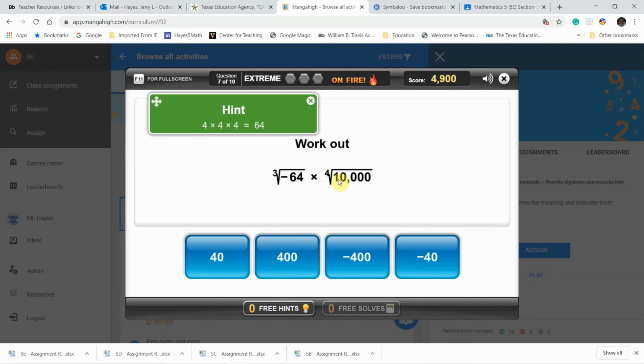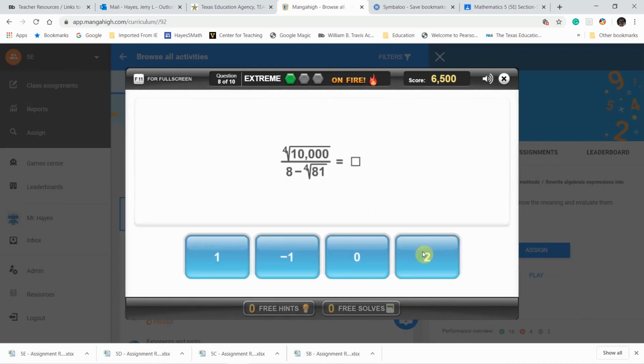4 times 10. 4 times 10 is 40. And that's a negative 40, right? Let's see if that's right. Wow, it is. Okay, and it continues on like this.